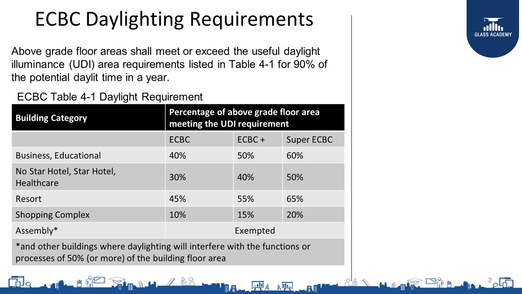So as per this table, for business and educational buildings, 40% of the area should meet or exceed the UDI requirements for 90% of the potential daylight time in a year. For ECBC plus, it is 50%, and for Super ECBC, it is 60%. Likewise, for other building types, the percentages are defined.